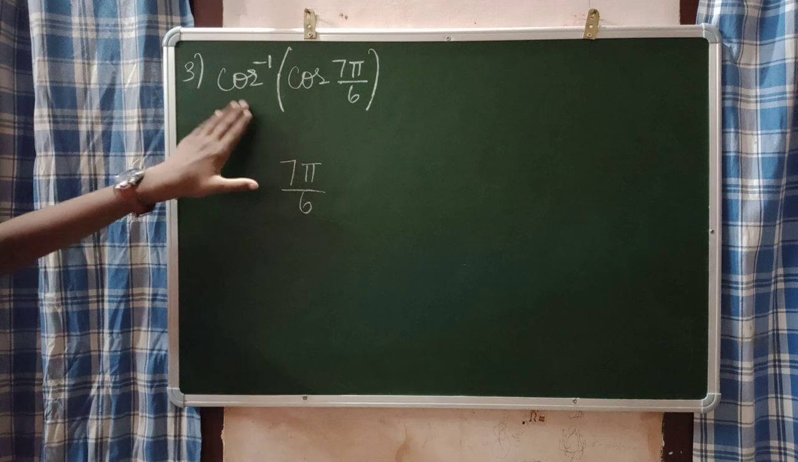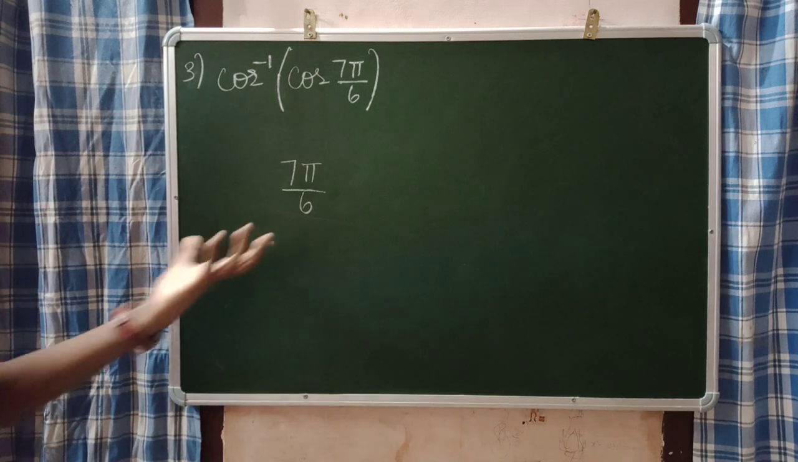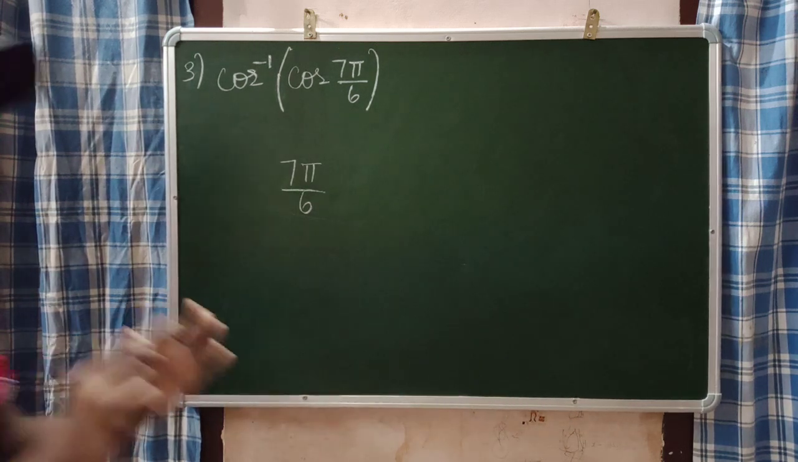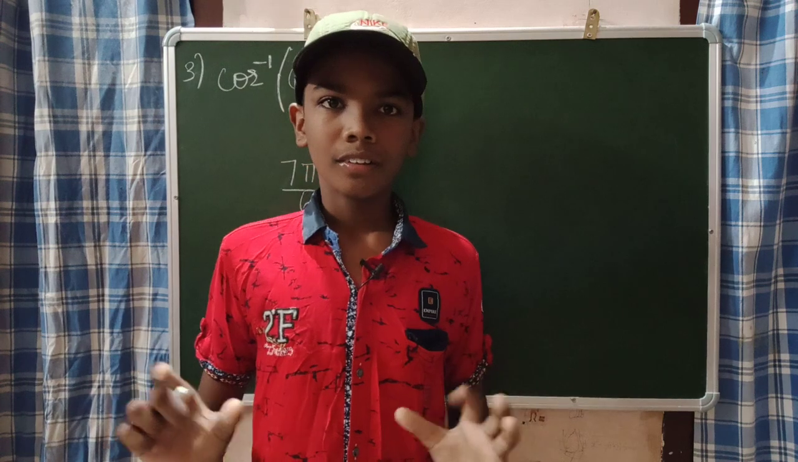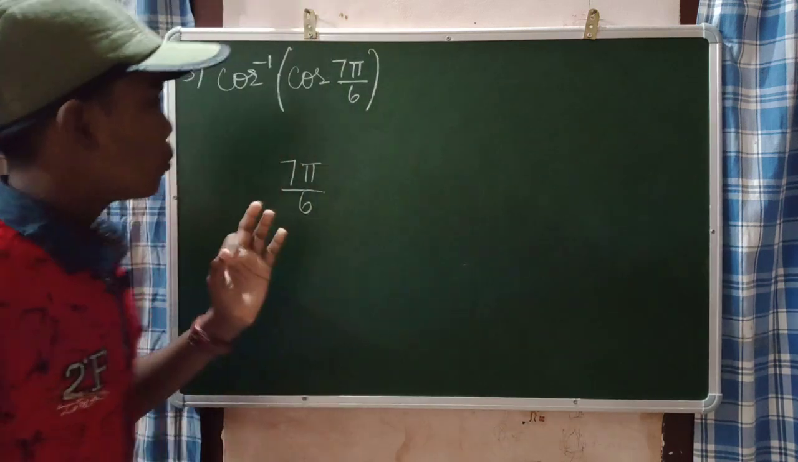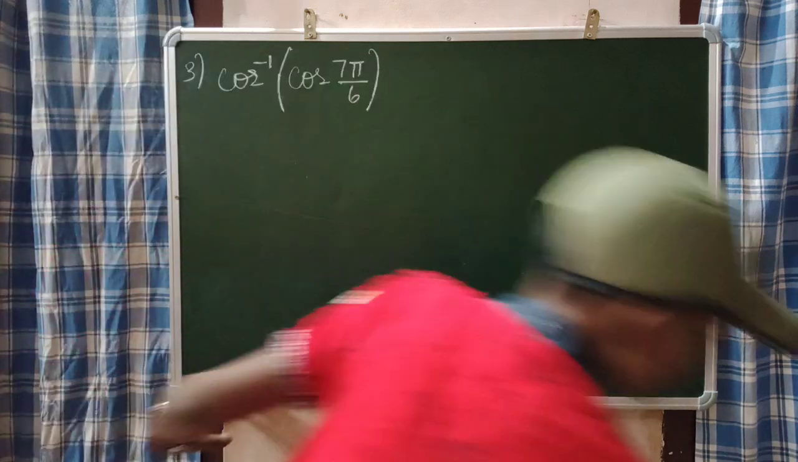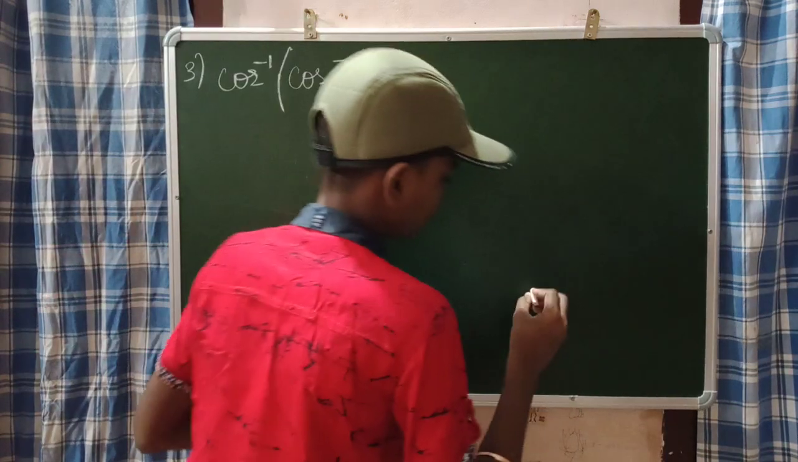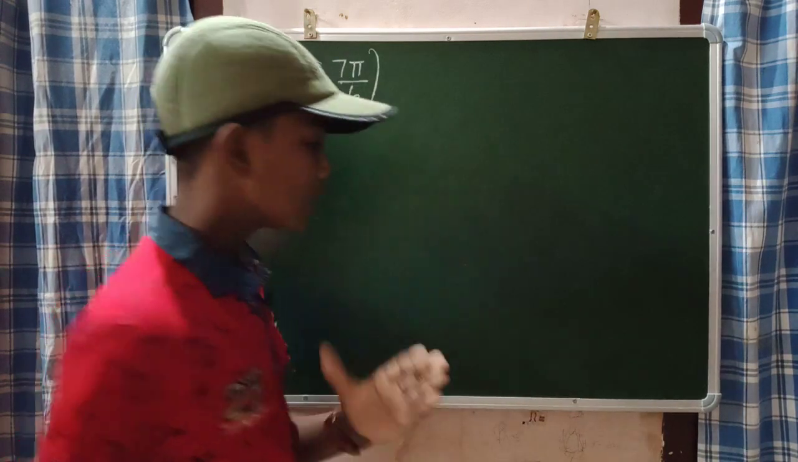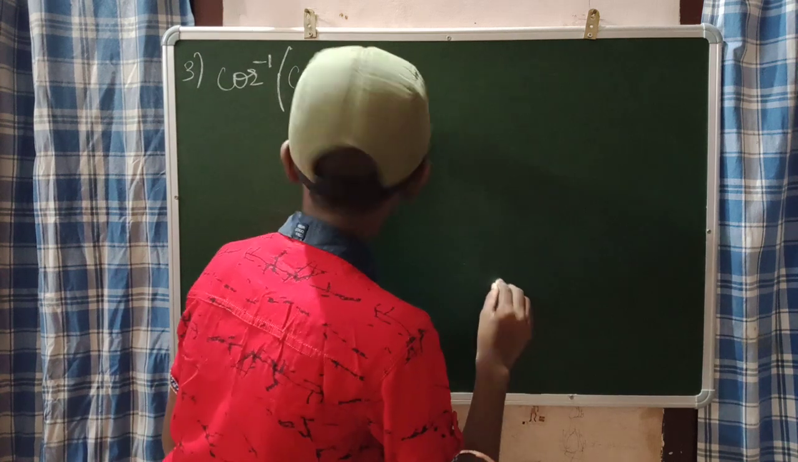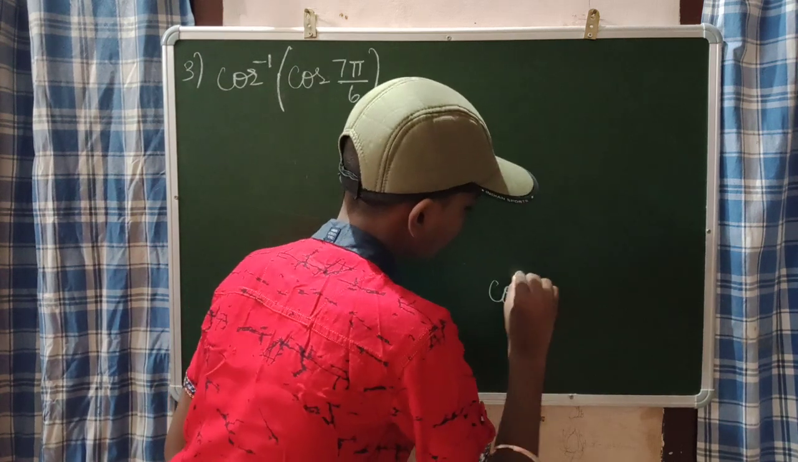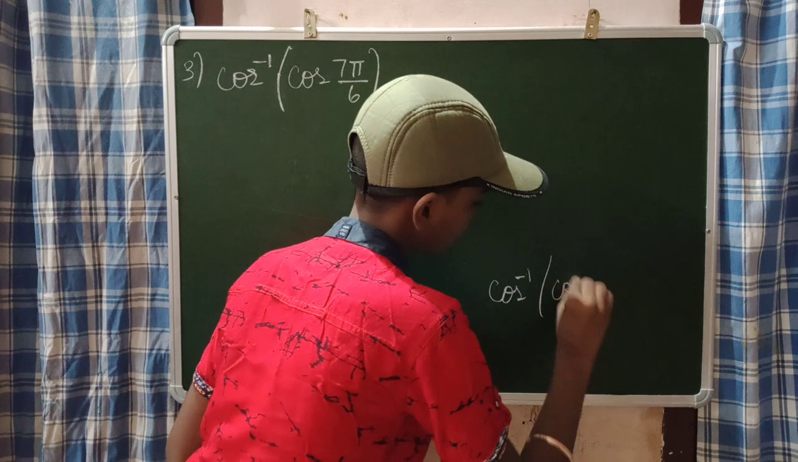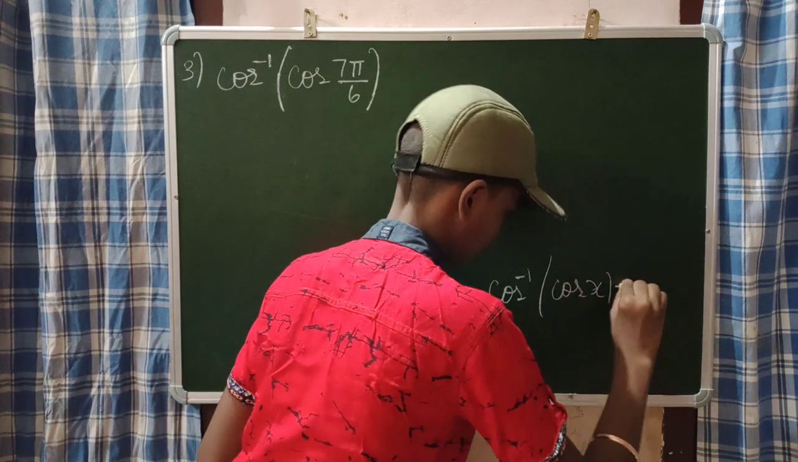Don't say that cos inverse and cos will cancel, so the answer will be 7 pi by 6. Then you will get 0 on it. So don't make that mistake, guys. Why? Because please understand, there is one property which you have learned in inverse trigonometry, that cos inverse of cos x will be equal to x.